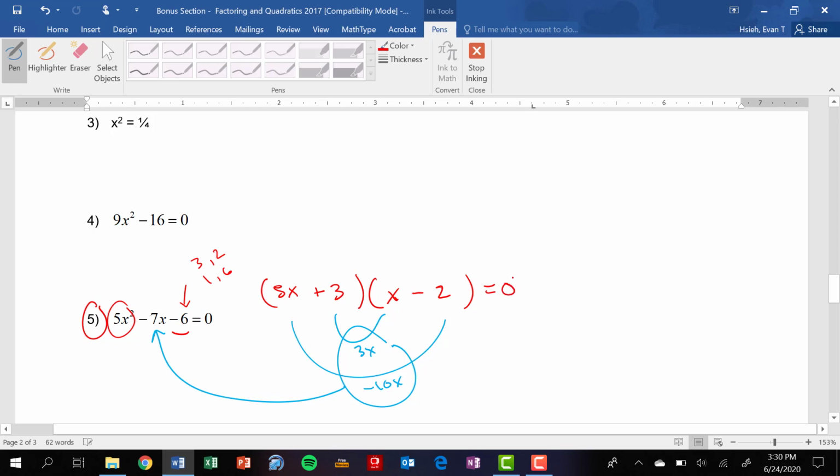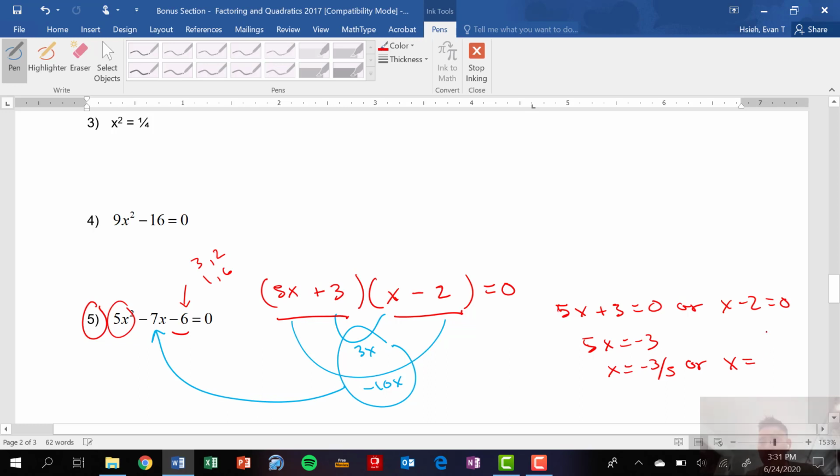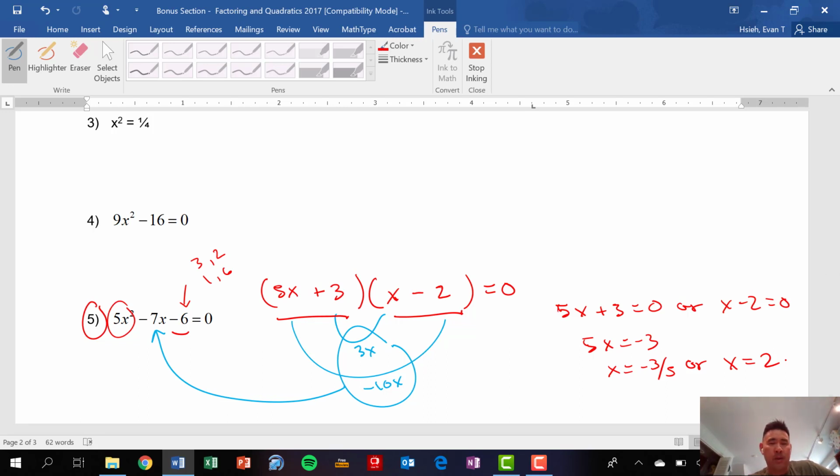Alright. So set that equal to 0. Now I can do zero product property, which basically means, again, that either this is equal to 0 or that is equal to 0. So 5x plus 3 has to be equal to 0, or x minus 2 has to be equal to 0. So 5x equals negative 3, x equals negative 3/5, or x is equal to, we're just putting the 2 over 2. So my two answers are negative 3/5 or positive 2.